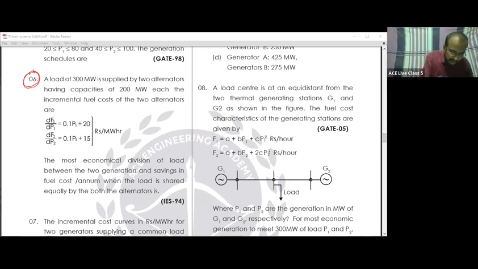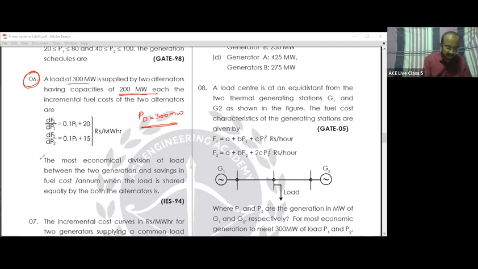Problem number 6. A load of 300 megawatt, that means PD is 300 megawatt, is supplied by two alternators having capacities of 200 megawatt each. Incremental costs dF1 by dP1 and dF2 by dP2 are given. Find the most economical division of load between the two generators.